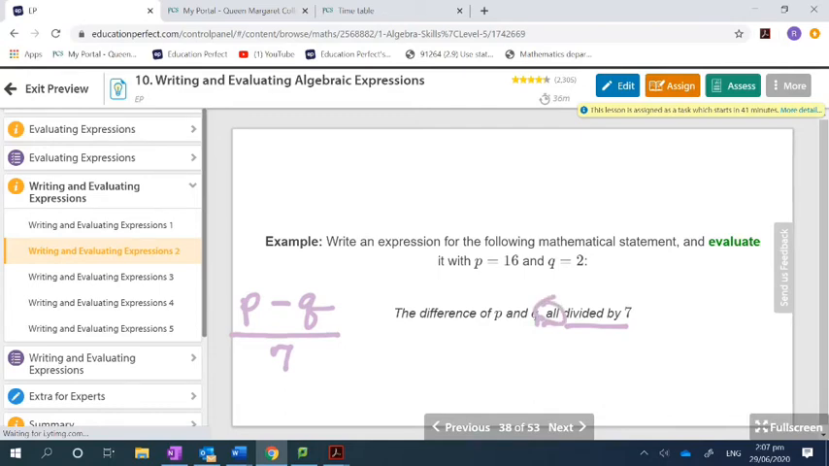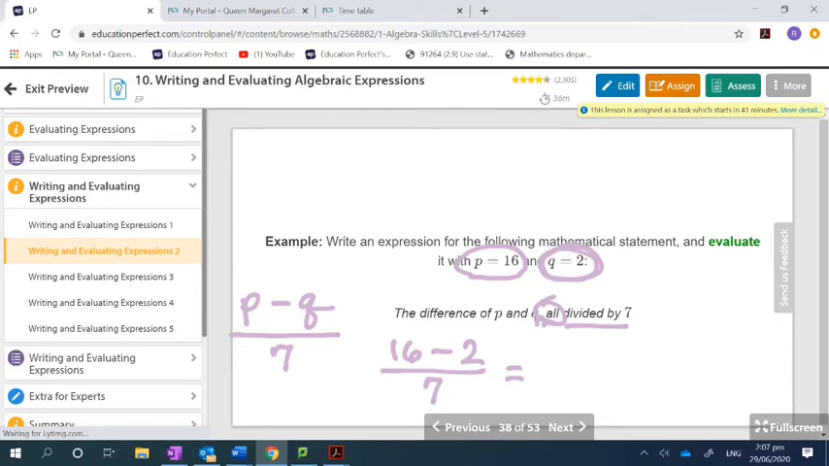Okay? Now, it gives me the values that I need. What number am I going to put in place of P? 16. And since the P is all by itself, do I need a bracket? No. Minus, what am I going to put in place of the Q? 2. And since the Q is by itself, I don't need a bracket there either. All divided by 7. And now I'll do the math.